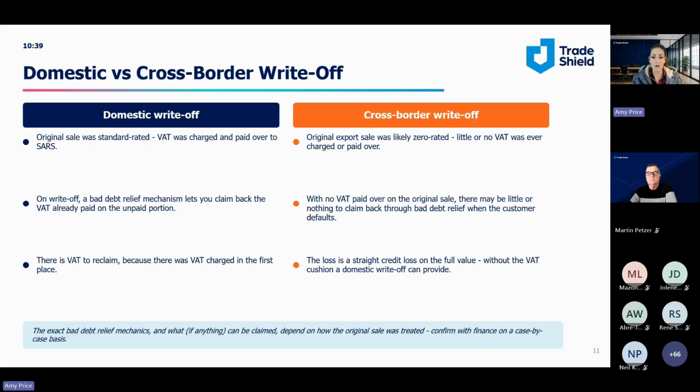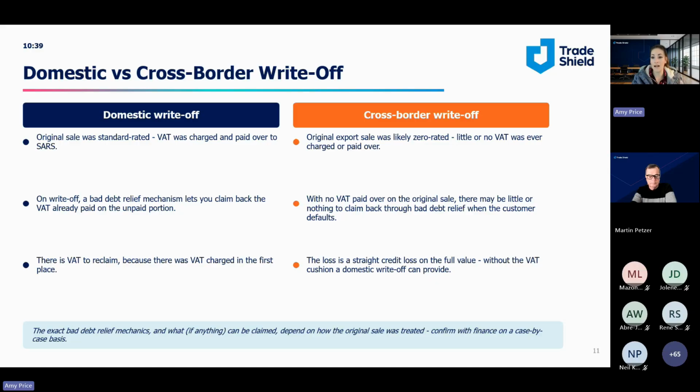So what you would need to do here, of course, if an invoice is zero rated for VAT, there's nothing for you to worry about because you didn't charge anyone, you didn't pay anyone. Nothing was ever handed over to SARS or to that entity overseas, so you wouldn't need to worry about it. But when a foreign customer does default, you need to ask yourself, what exactly is there to claim back? If no VAT was paid over, therefore nothing is available from a bad debt relief perspective.